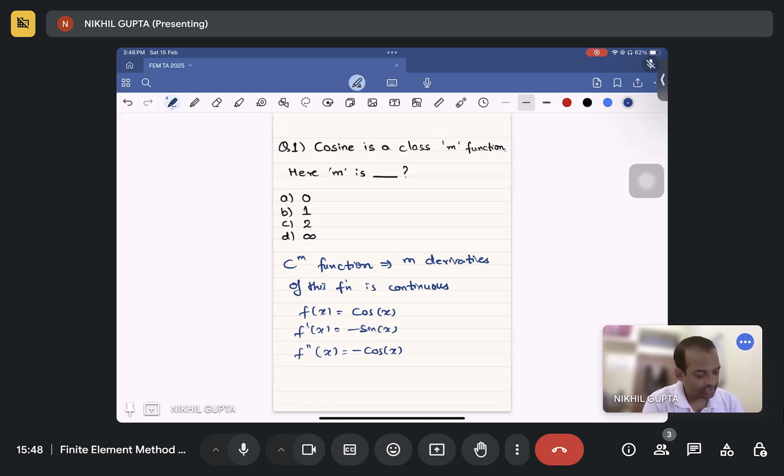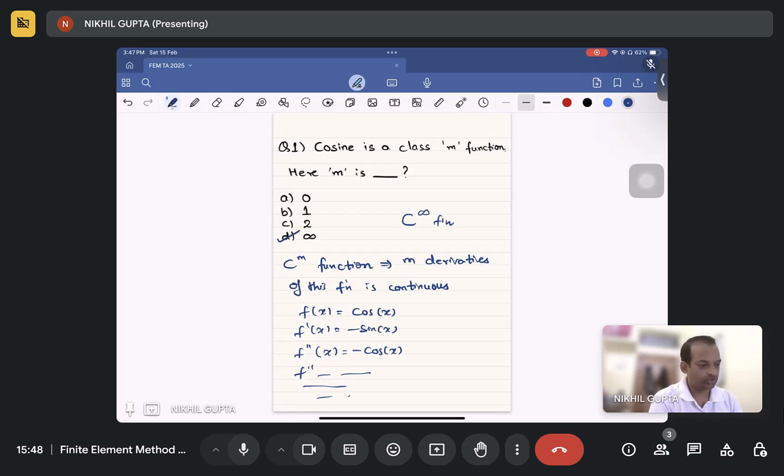It doesn't matter how many times you differentiate this. It will keep giving you cos x, sin x, cos x, sin x, which is always continuous. It's an infinite loop. So what you can say is this is a C infinity function.